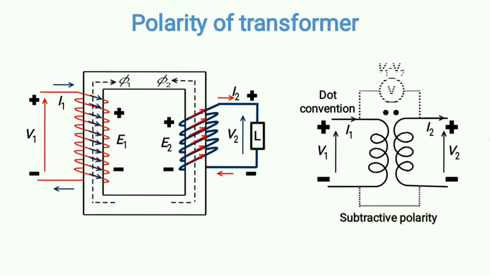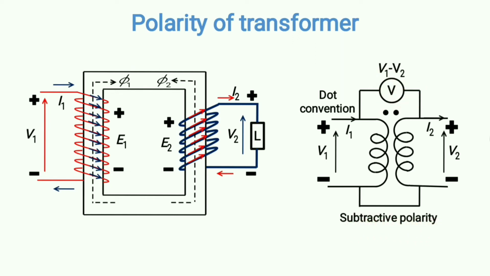Why? Because we know the polarity test; we have done it in our laboratory experiments. If the dots are at the same side, and you connect a voltmeter in this fashion, that voltmeter will give the subtraction of these two voltages. So the voltmeter reading will be V1 minus V2, and that is why it is called subtractive polarity.